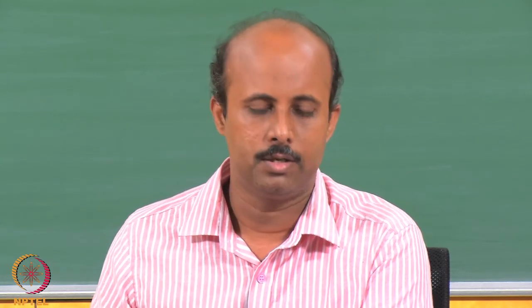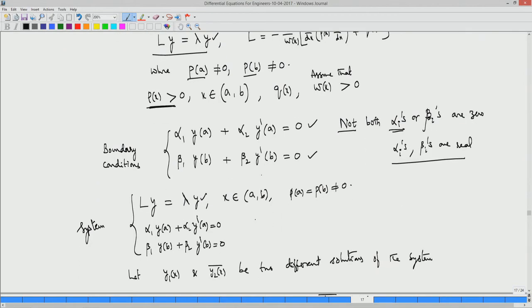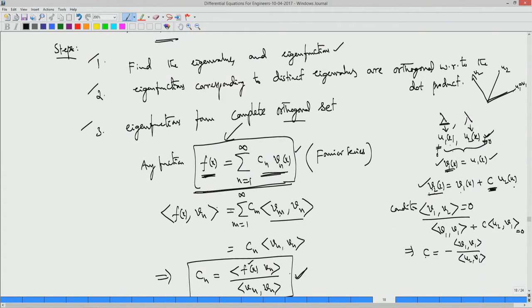Before that, we will try to give some examples of the regular Sturm-Liouville system. If you are given an equation like this, with boundary conditions like this, you can find the eigenvalues and eigenfunctions, like I explained in the steps. If all the eigenvalues are distinct, then the corresponding eigenfunctions are orthogonal with respect to the dot product that is defined based on your operator L.